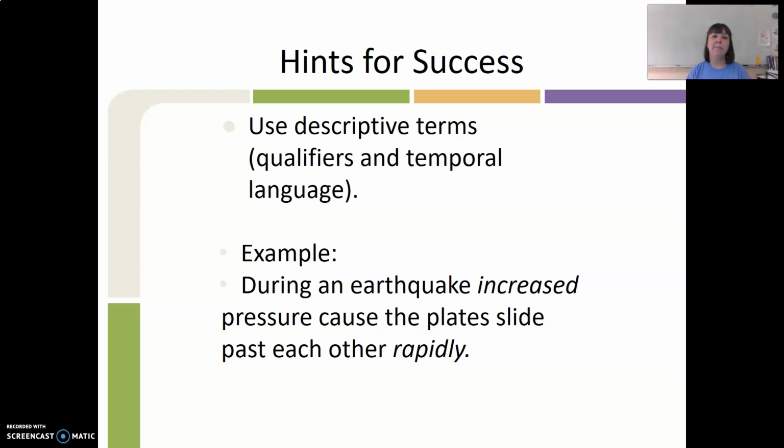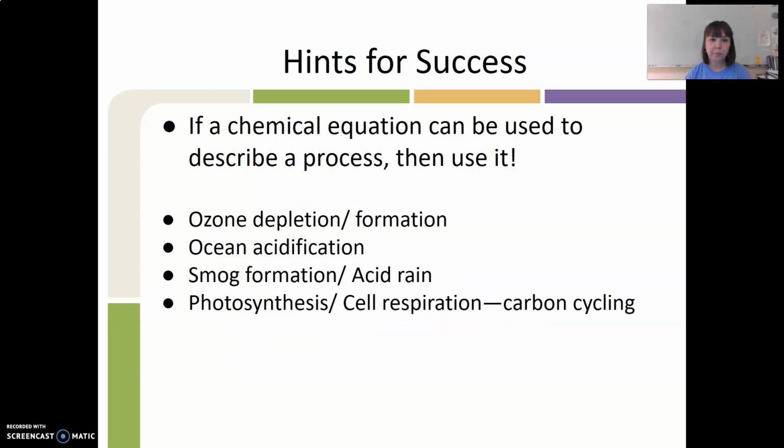When you are doing it, make sure you use very descriptive terms. For example, during an earthquake, increased pressure, not just pressure, lots of pressure, heavy pressure, built up pressure can cause the plates to slide past each other very suddenly or very rapidly or very violently. Don't just say, yeah, there's pressure and they slide. You need to be very descriptive with how you approach a topic.